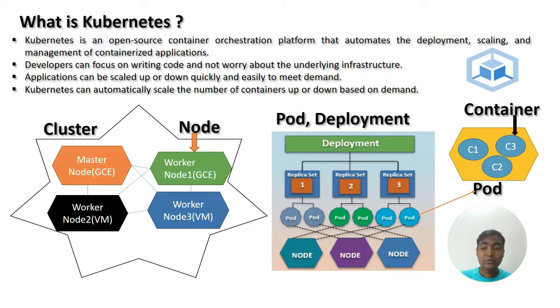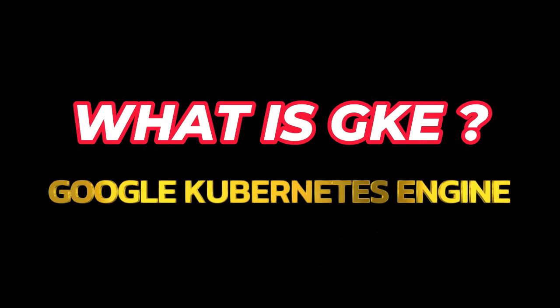Guys, I'll show you all the details in the lab so that you can easily understand it. Now guys, I hope you can understand what is Kubernetes, what is a cluster and node. Clusters are groups of nodes, and guys, what are pods and what is a deployment. These are the important components, guys, in Kubernetes.